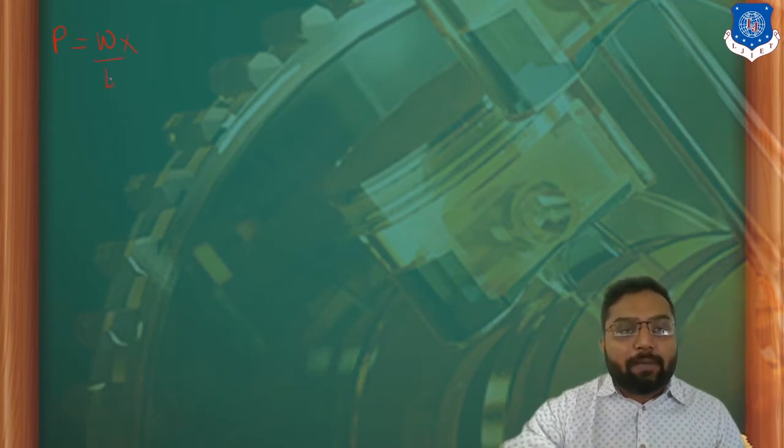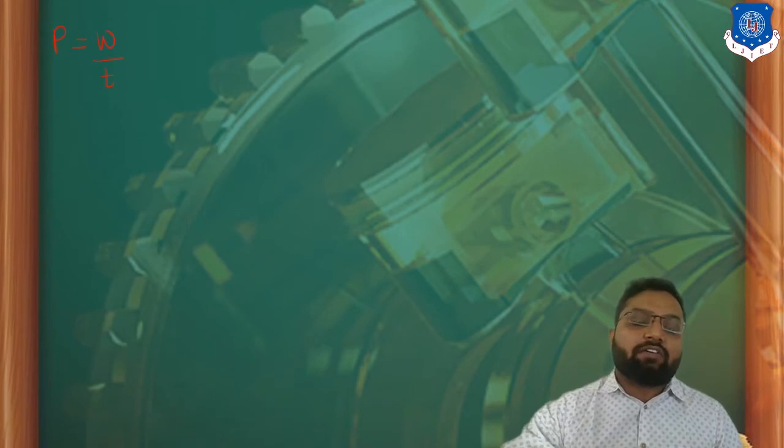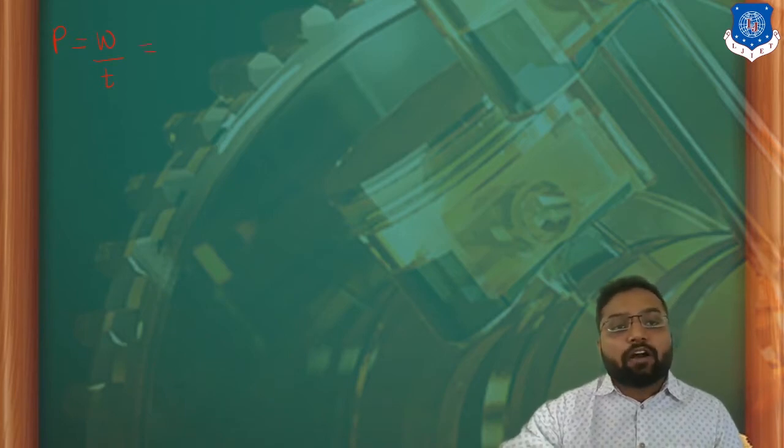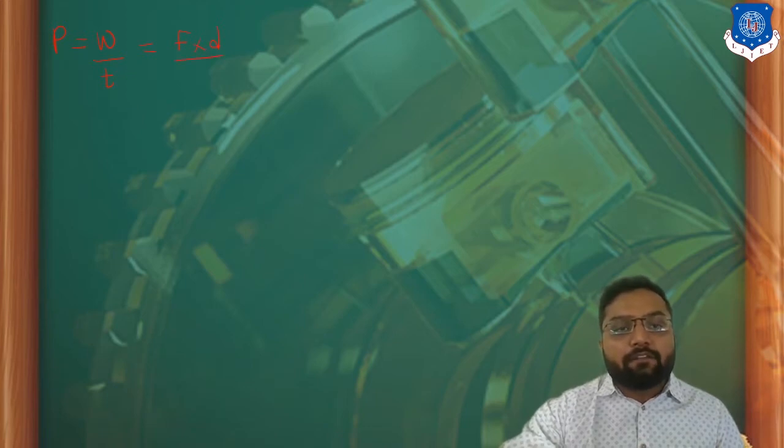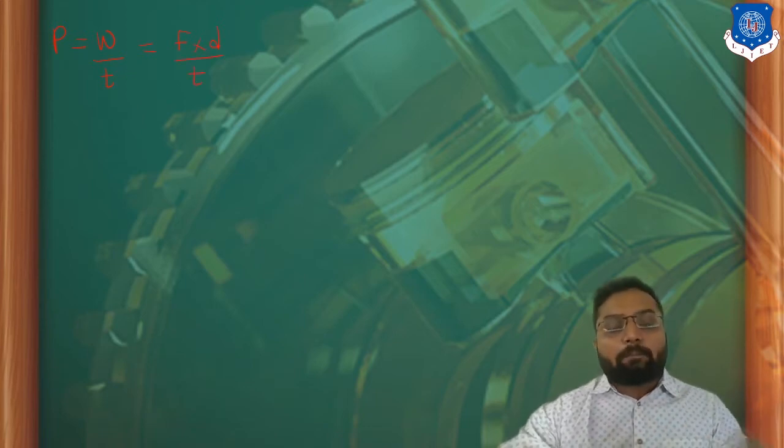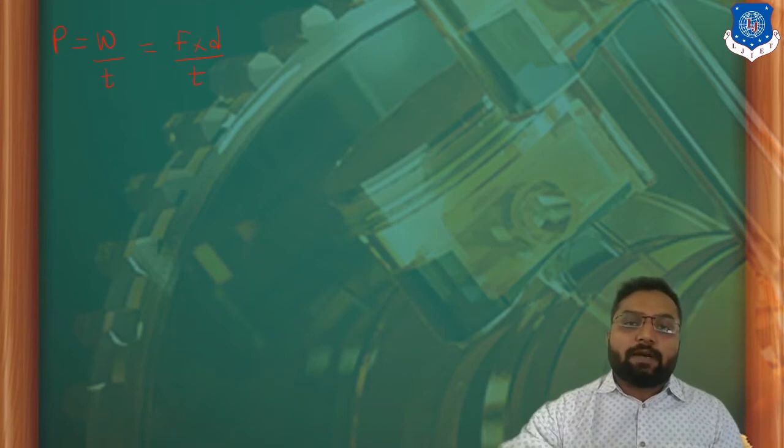So power is nothing but work done. Here W is work done divided by given time. Clear? You know that power is nothing but work done divided by given time. Work done is nothing but force into displacement for a given time. So our power is nothing but force into displacement divided by given time.